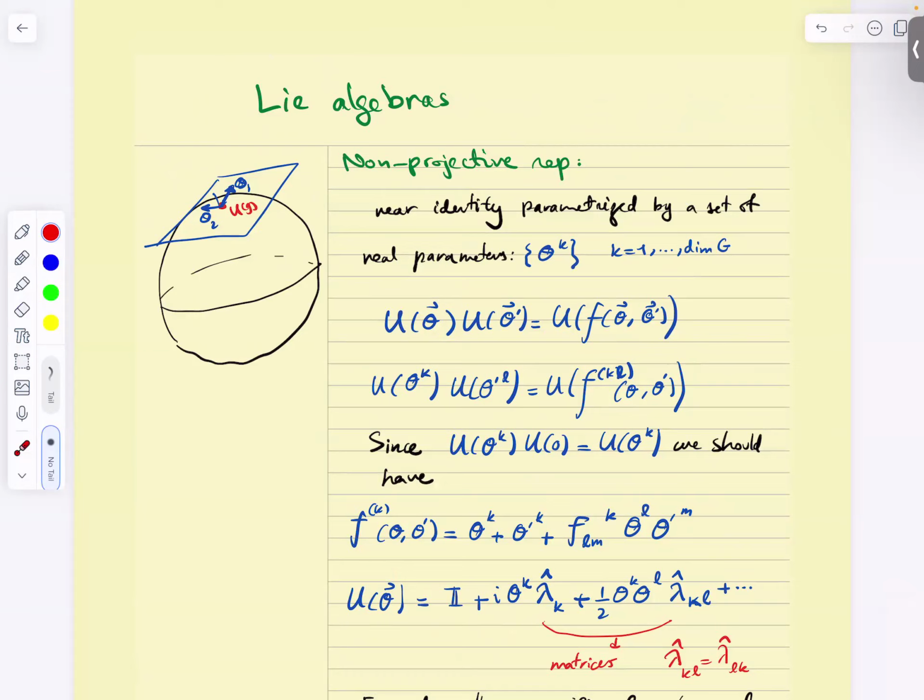Sorry, say it again. You say that u of 0 is what? Okay. That just means that f of theta and 0 is theta. f of theta k and 0 is f of theta k, and 0 must be theta k. Right? And vice versa. f of 0 theta prime k has to be theta prime k.